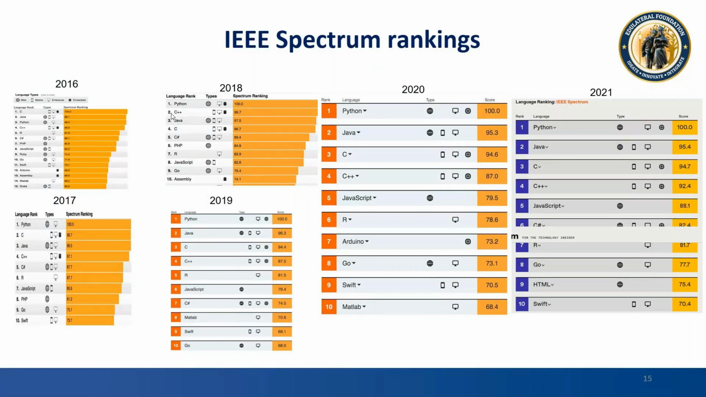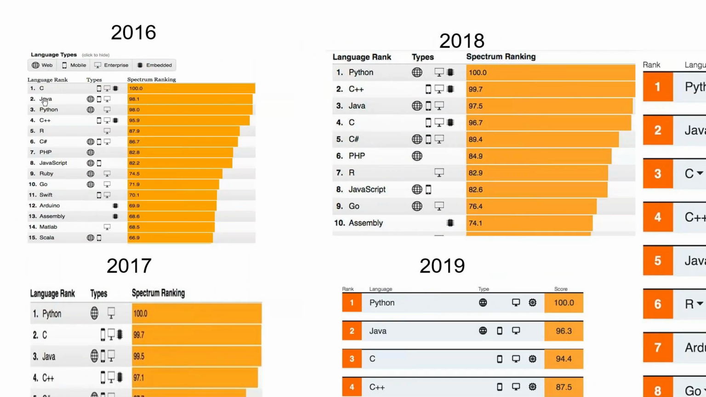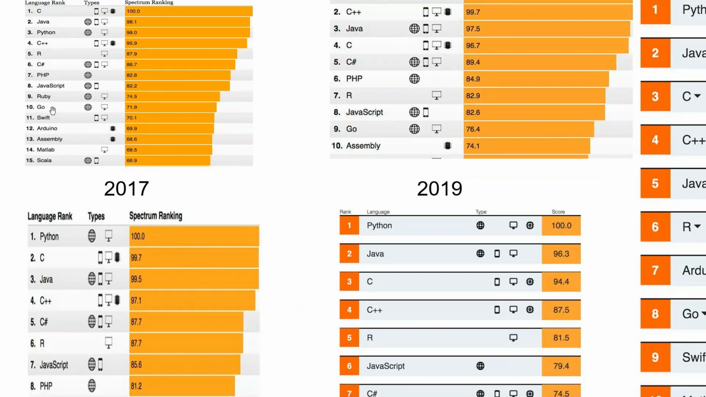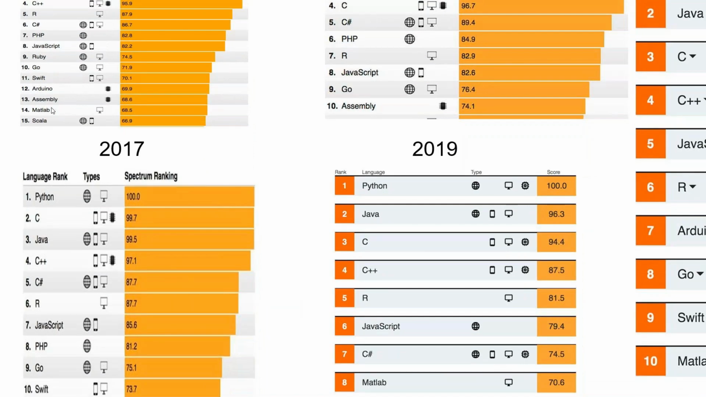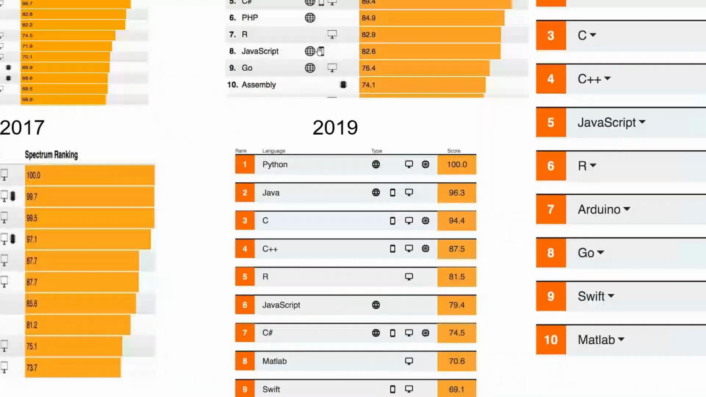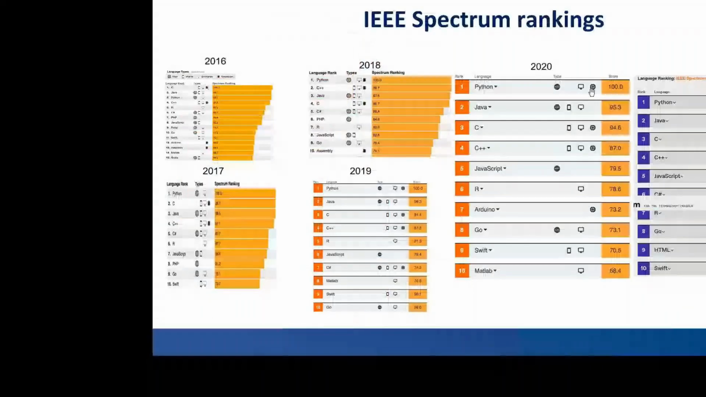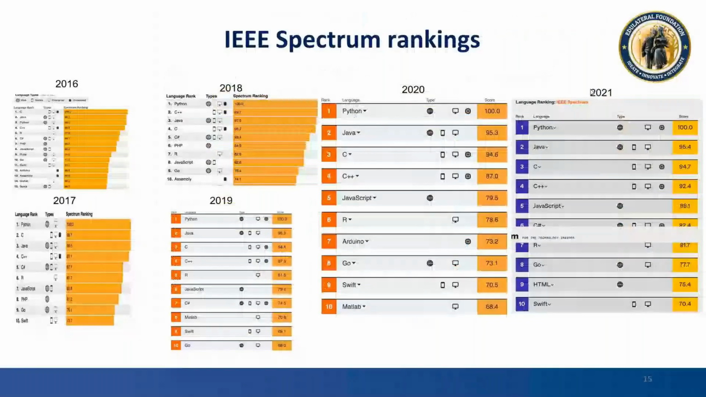And this is the IEEE Spectrum, which ranks the most popular languages. If I zoom in, you'll see in 2016 Python is standing third. C and Java stand first and second. From 2017, Python is first. Then 2018, Python is first. 2019, Python is first. And from there, Python has always been standing number one. If it has always been number one, you should always go with this programming language.